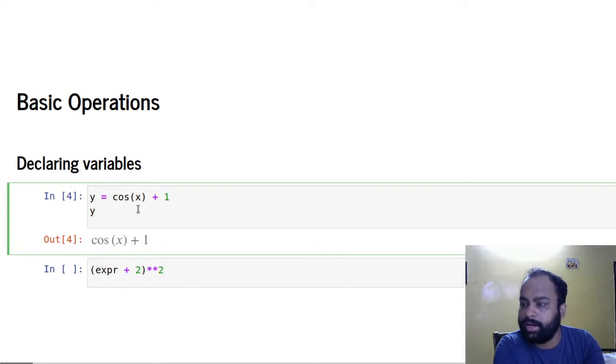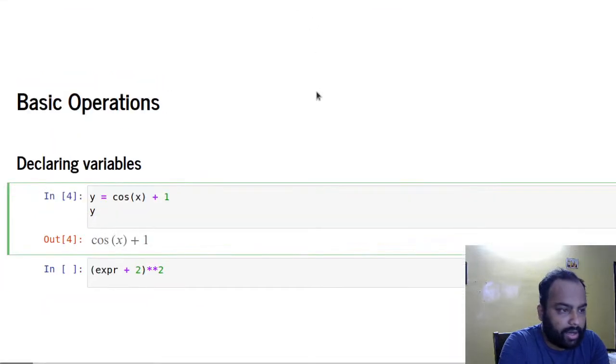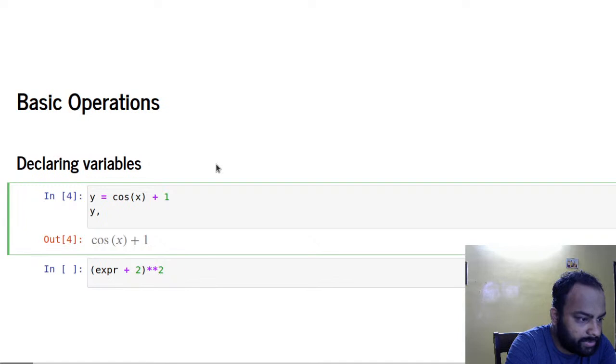All right, somehow it is not rendering it properly. Let me just hold on for a second.